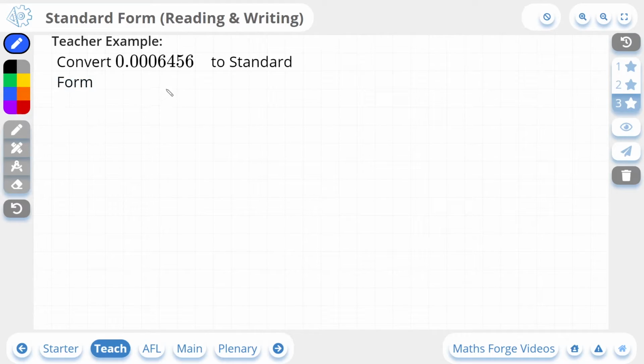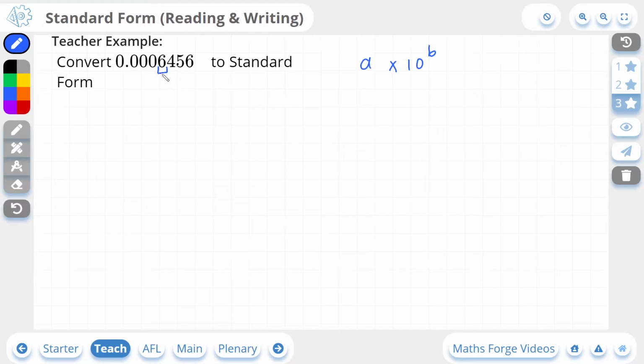Now let's do a three-star example. Here we're being asked to convert 0.0006456 into standard form. And if you remember, standard form is a number written as a single digit between 1 and 10 multiplied by 10 to the power of an integer. So how we do this is as follows. How many places do you need to move this number here in order for it to be a value between 1 and 10? So I'm trying to get this number here to be my A.